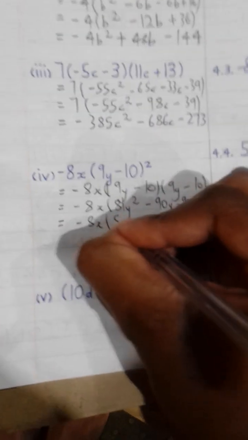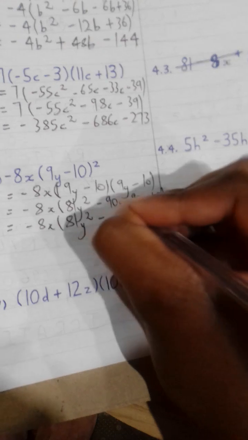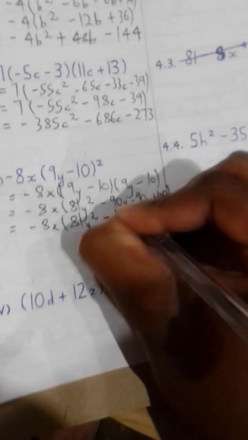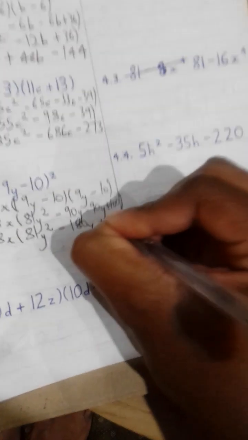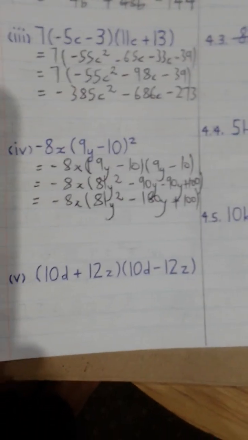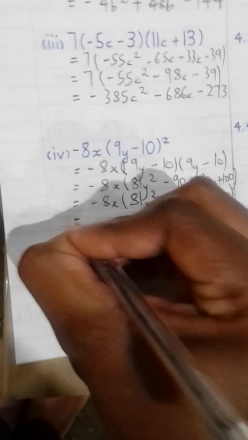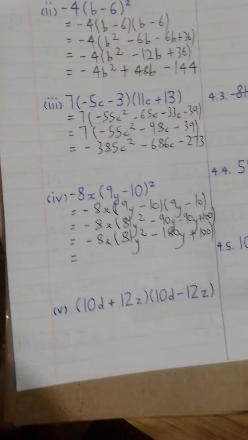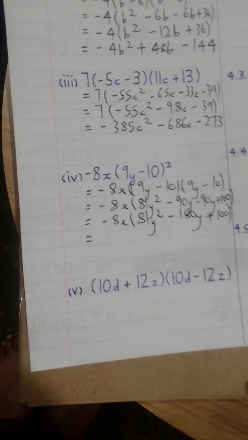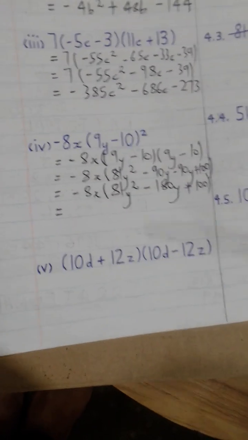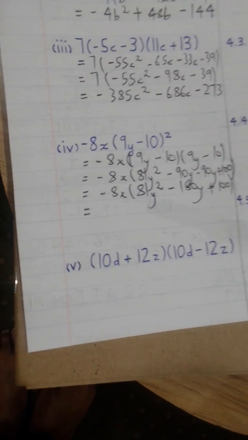Negative 8x times (81y squared, minus negative 90 minus 90, negative 180y, plus 100). Okay. Negative 8 times 81 is negative 648.